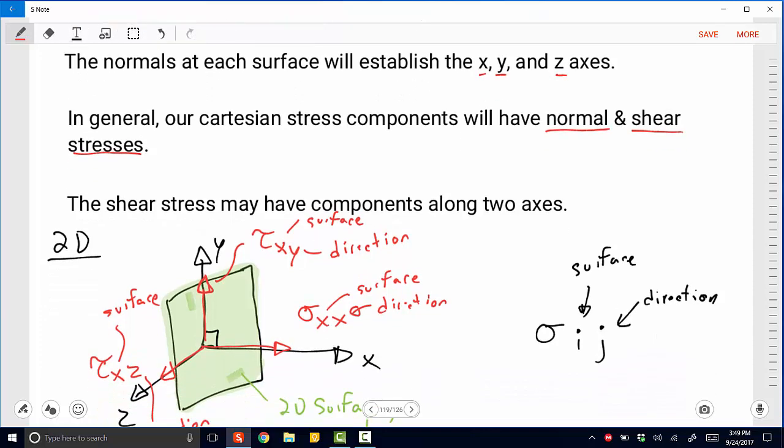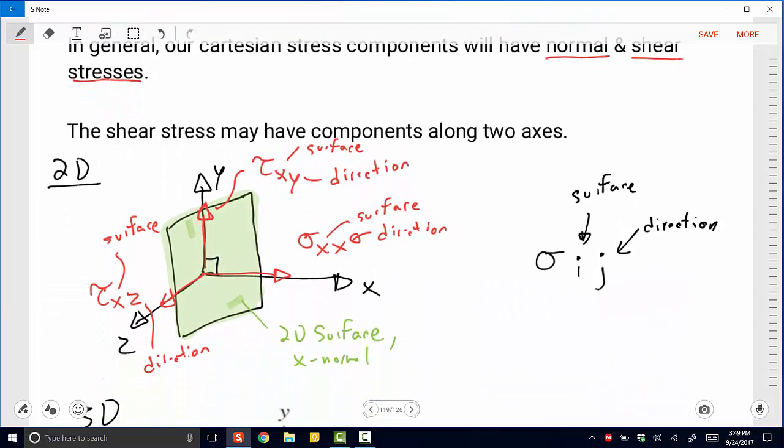So let's start with one surface. Let's draw a Cartesian coordinate system, so x and y and z. And then let's draw a surface, a 2D surface, which has x as its normal. On this surface, we can draw our normal stress, which is a stress that is normal to the surface, sigma xx. But we can also draw shear stresses that act parallel to the surface. And one option here is if we are directing an arrow in the y direction across the x surface, we get a shear stress tau xy.